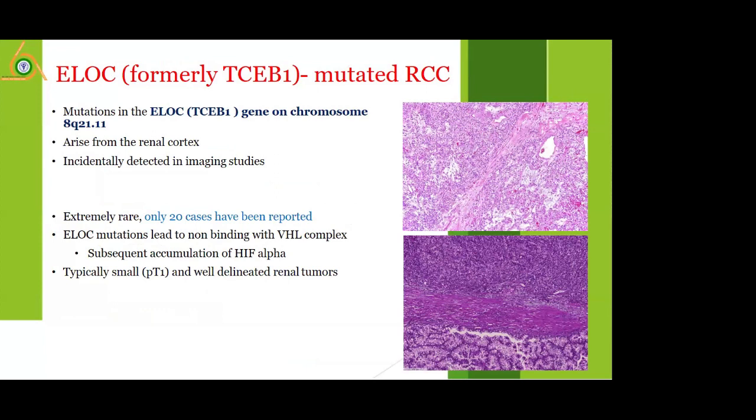So essentially, what is the clue to pick this up? The clue is that you will have a clear cell RCC with fibromyomatous stroma. So these were also previously known as clear cell RCC with fibromyomatous stroma, which have now got a molecular alteration and have been labeled as ELOC or TCEB1 mutated RCCs.